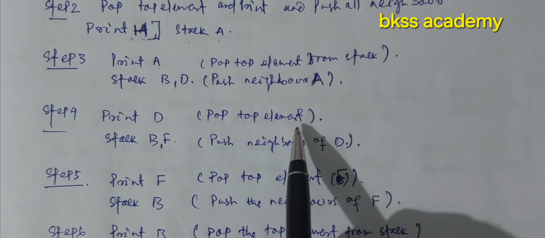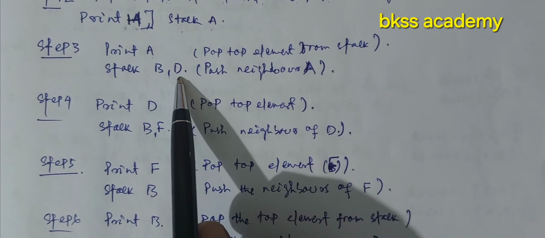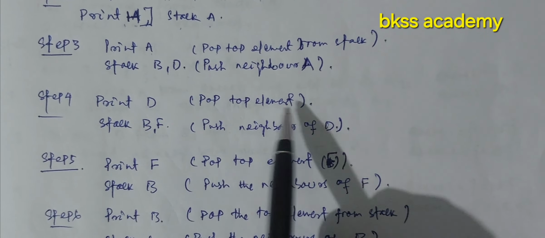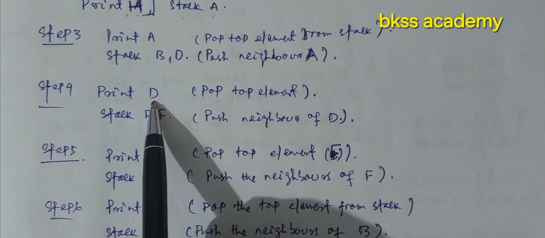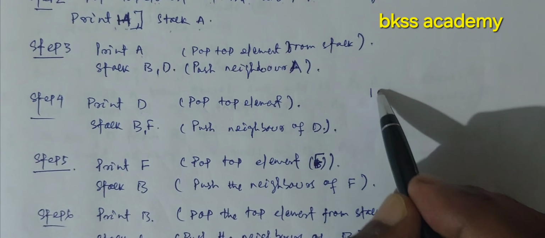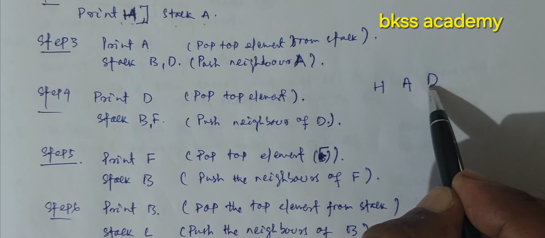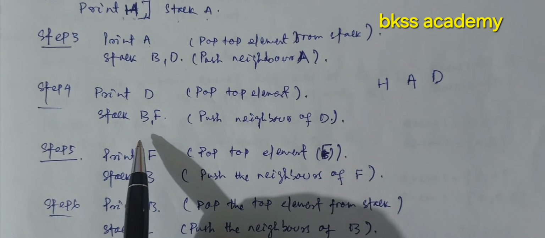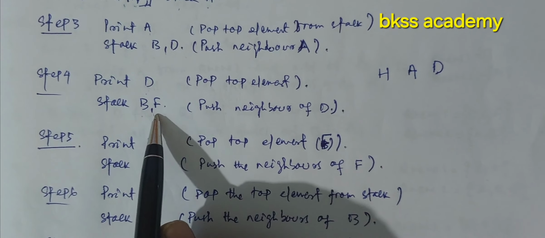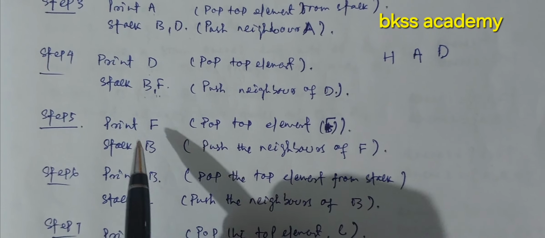Similarly, the top element will be popped. First B was pushed, then D was pushed, so the top element is D. So D is popped. First element was H, second element was A, third element was D. Then we consider the neighbors of D. They are B and F. So push those B and F into the stack.